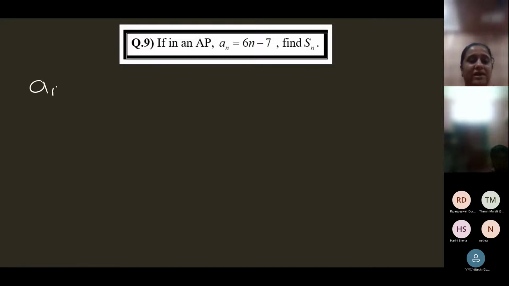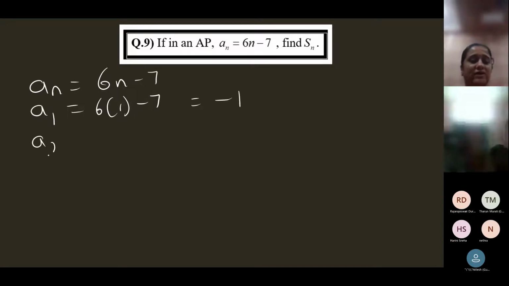So take up an. An is equal to 6n minus 7. Let's find a1. That is the first term. 6 into 1 minus 7. Okay, so that is 6 minus 7, which is minus 1. Find a2. 6 into 2. For n, you're using 2. A2, n is 2. So wherever there is n, use 2. 6n, 6 into 2, minus 7. 12 minus 7, 5.